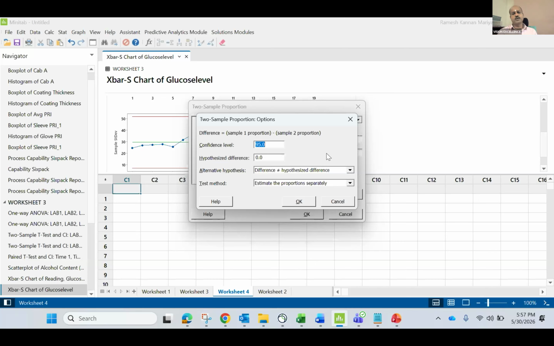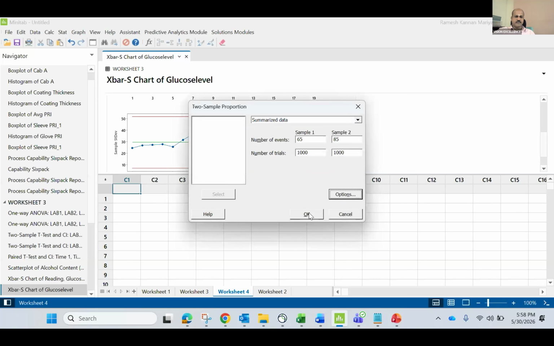Okay, now you know why you are typing 95, why you are typing 0. All those things you are aware of. Am I correct? Yes, sir. Because the null hypothesis is saying that both are equal, so 0 is the difference. Okay, you can give it and see the result, and you can look at the p value, you can do all that.